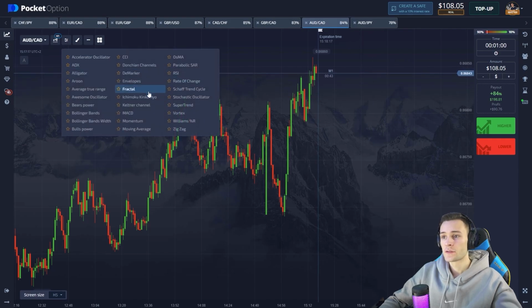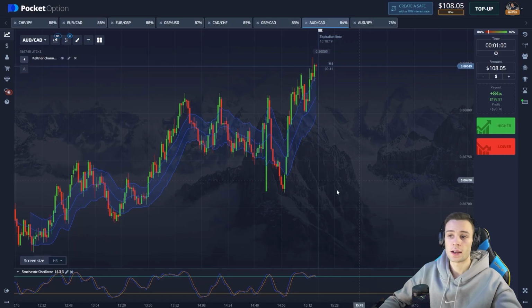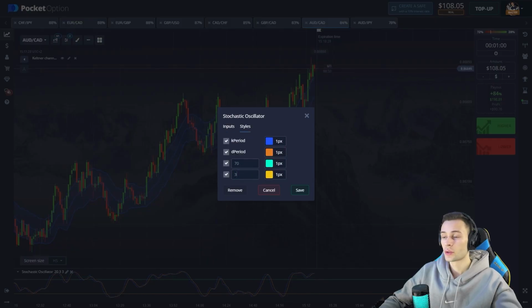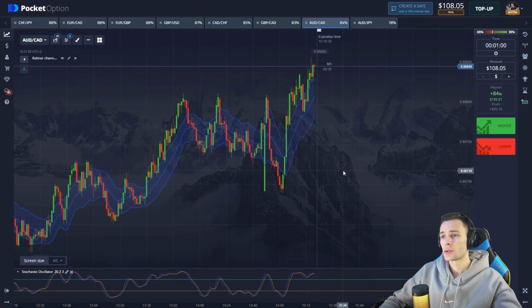Let's pick the indicators for today. First is the Keltner Channel and the stochastic. It's pretty simple. We set the period to 20 on the stochastic, and we set the overbought zone to 70 and the oversold zone to 30. Try this setup in your trading.